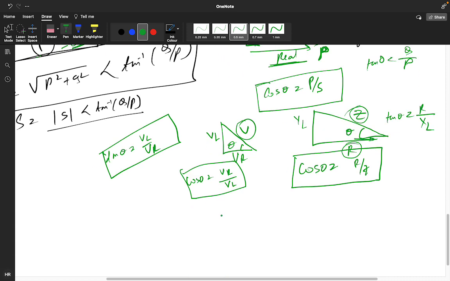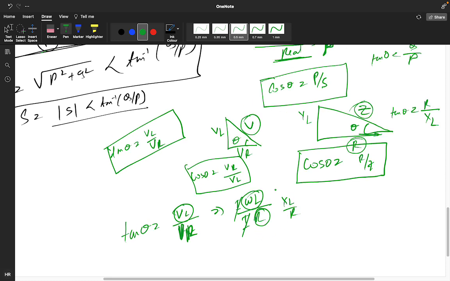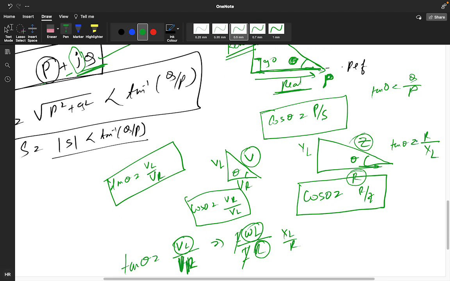Suppose tan theta is VL by VR. This is your magnitude value. So what is VL? VL is I into omega L. And what is VR? I into R. So you are getting cancelled out. So that's why we are getting omega L by R. That is your XL by R. See, this will be XL. Sorry.